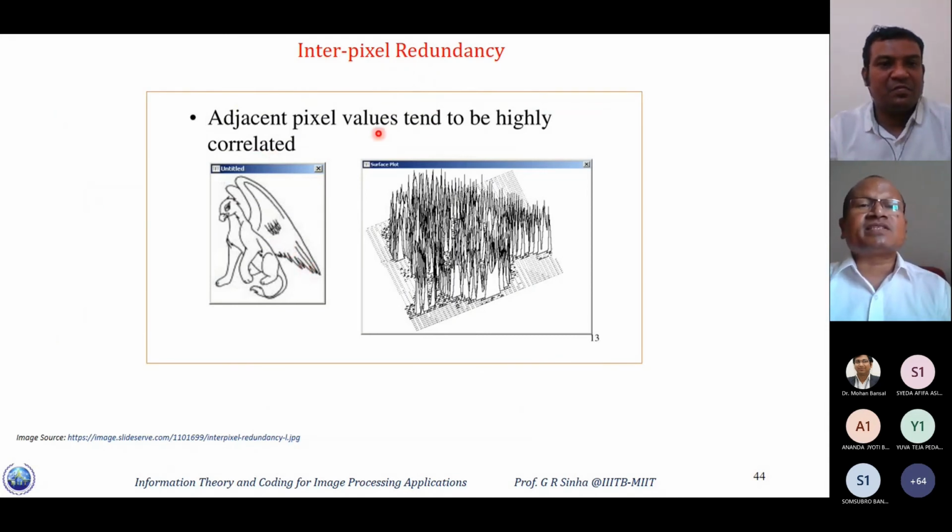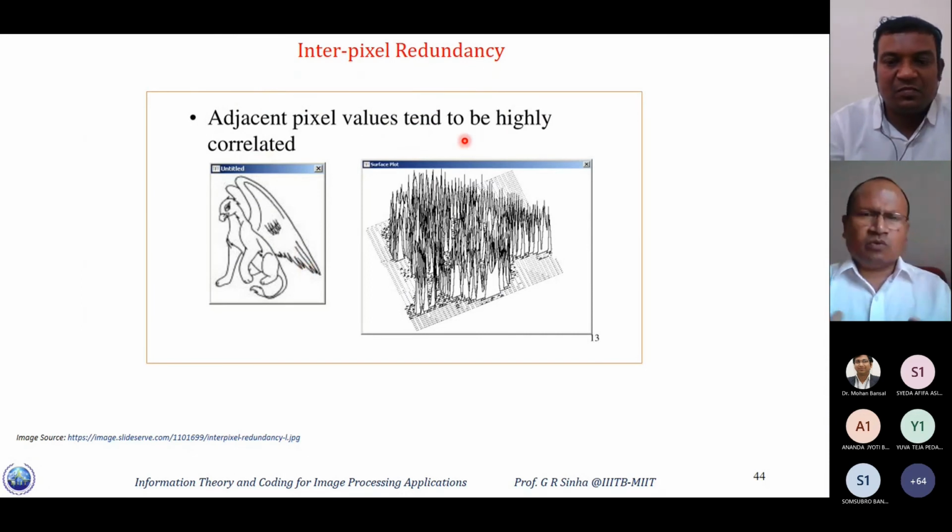What is interpixel redundancy? Interpixel means adjacent pixel values are highly correlated. Why? Actually, we do not have much time, otherwise you can ask me the question as well.